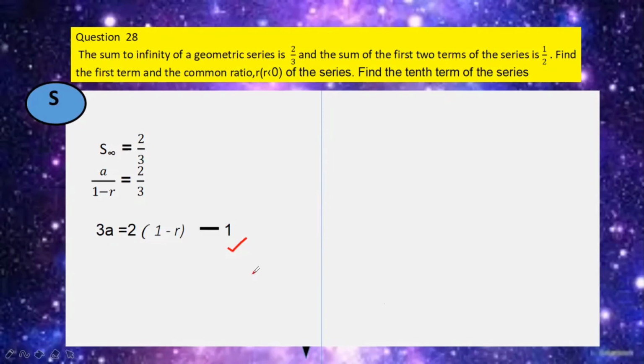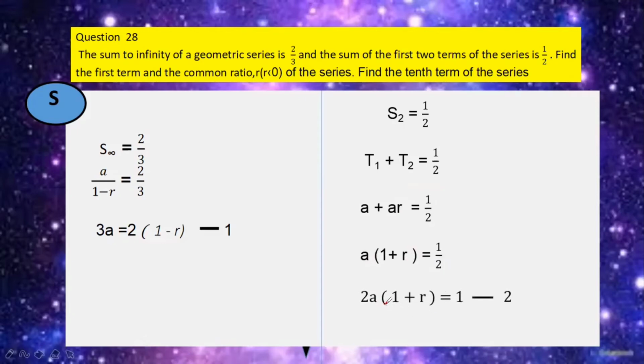Okay, next step is to find another equation, equation 2. So it's stated in the question that the sum of the first two terms is 1/2. So S2 equals 1/2. So what is the formula? T1 plus T2 equals 1/2. So T1 is A and T2 is AR, equals 1/2. And then factorize A and you will get A(1 plus R) equals 1/2. And then you cross multiply, where 2 is multiplied with A(1 plus R) equals 1. So you will get 2A(1 plus R) equals 1. This is equation 2.